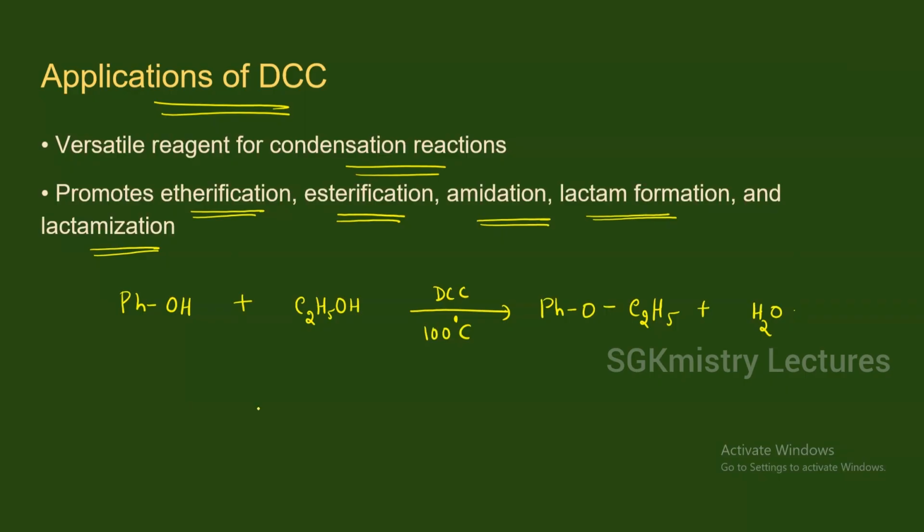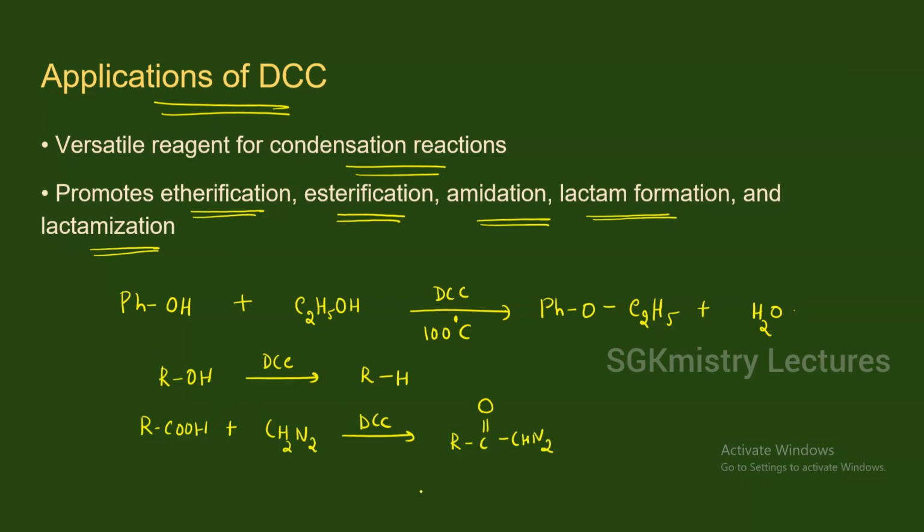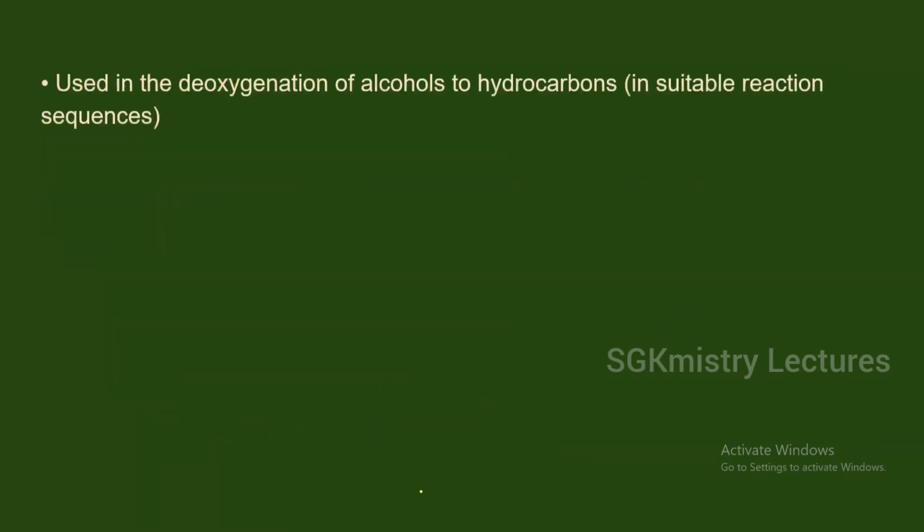Alcohols can also be reduced to hydrocarbons in the presence of DCC. So if you have ROH in the presence of DCC, you get RH. Similarly, RCOOH with CH2N2 in the presence of DCC gives RCOCHN2, which is nothing but diazoketones. So from carboxylic acids, you can obtain diazoketones with the help of DCC. The deoxygenation of alcohols to hydrocarbons I've already explained, where ROH is converted to RH.